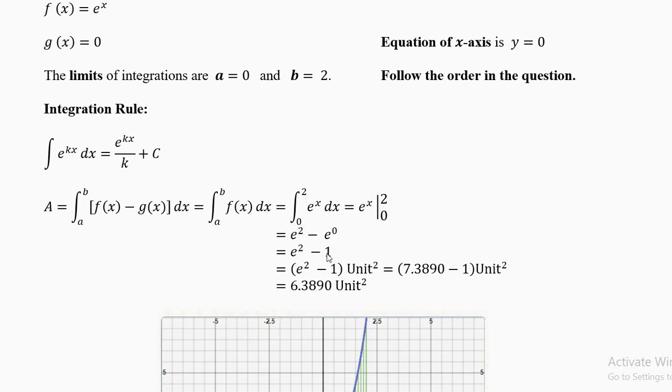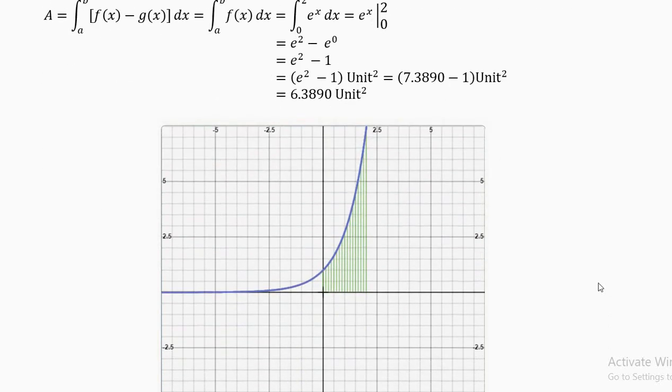You have e square minus 1. Put it in your calculators: e power 2 is 7.3890, minus 1, your answer is 6.3890, and many numbers after that. Your exact answer is e square minus 1. But we need to do the decimal expansion for your calculations. Now this is the graph.